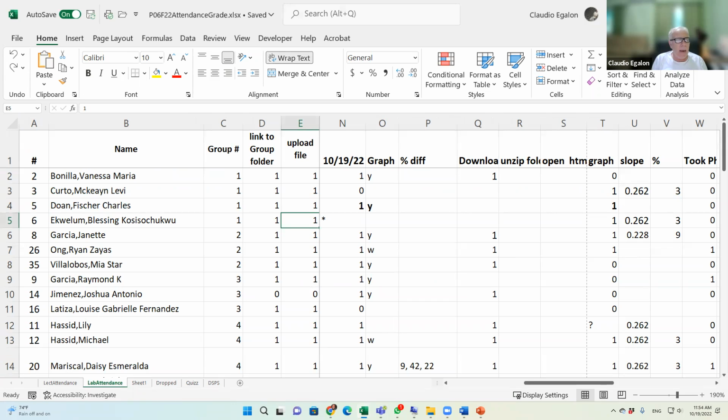Is Blessing there? Let's see. Are you there, Blessing? I don't see Blessing here. Looks like left. Left, right? Here you go. It is 11:54 a.m.